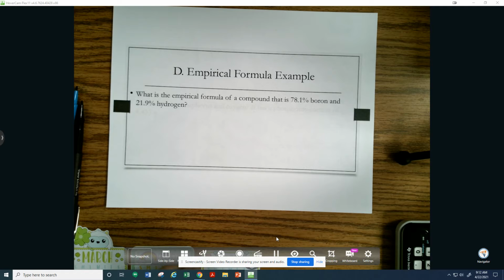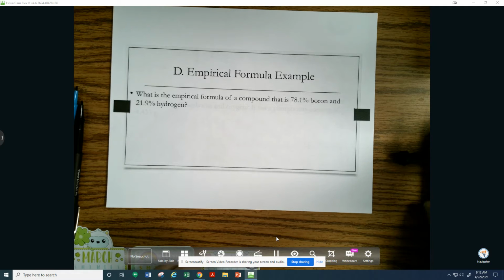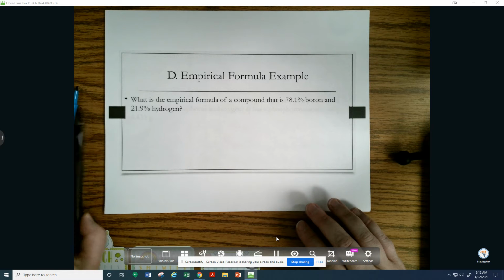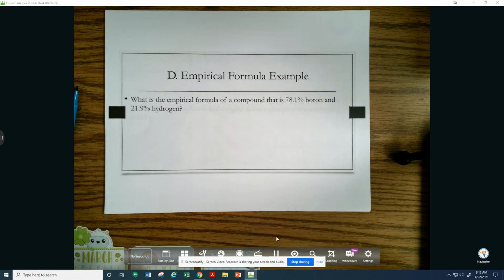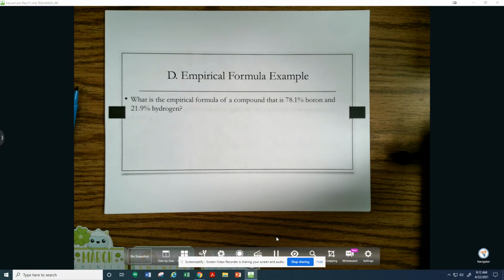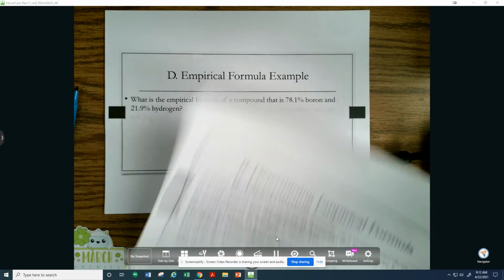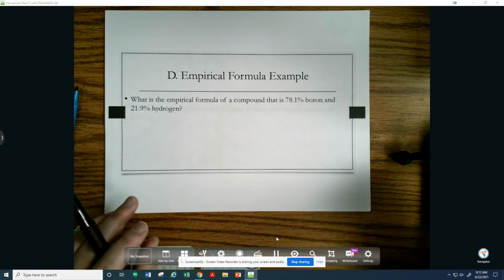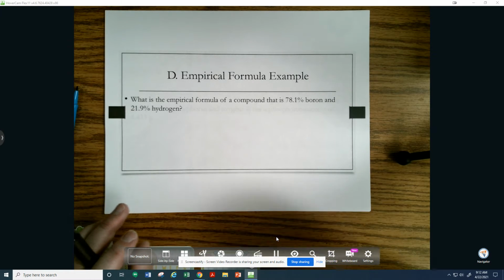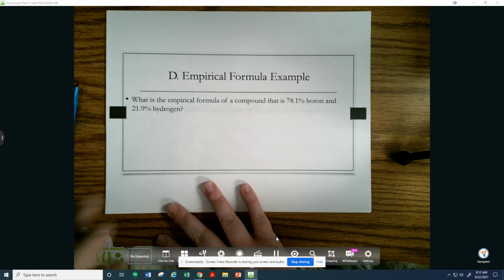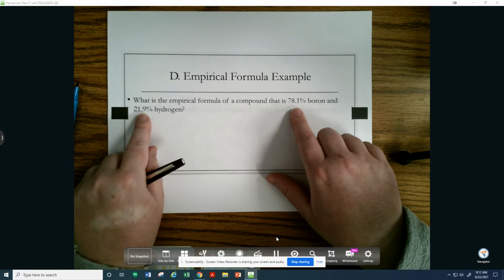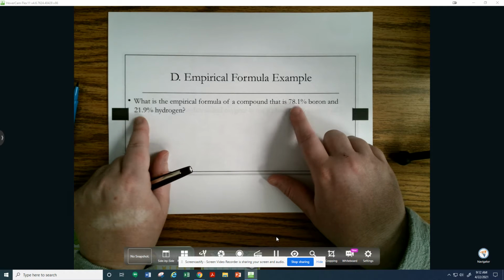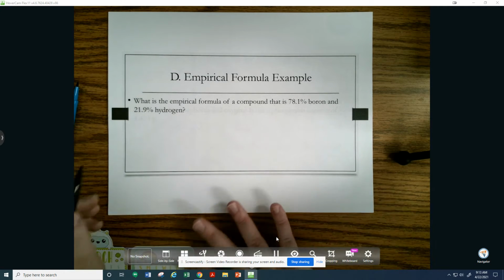In this first example, we have: what is the empirical formula of a compound that is 78.1% boron and 21.9% hydrogen? The first portion of that rhyme said percent to mass. That's the first thing we need to do. In laboratories, we have ways of analyzing the composition of things. Probably done with a spectrometer, we can determine that this compound is made out of these 2 elements, and we know their percentages. So I'm going to start out with this first one.